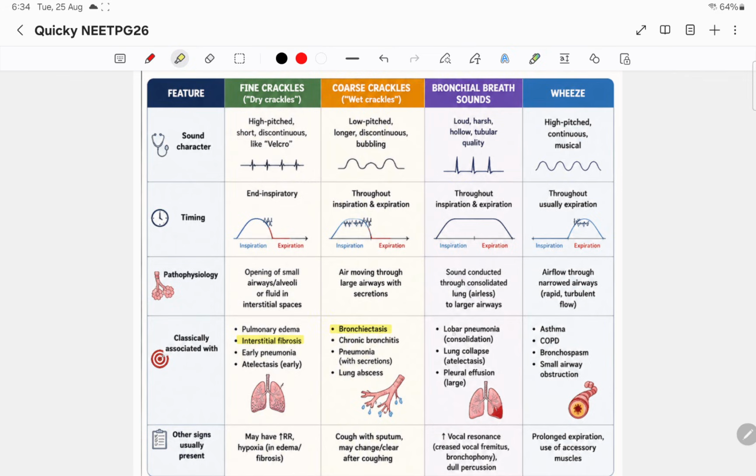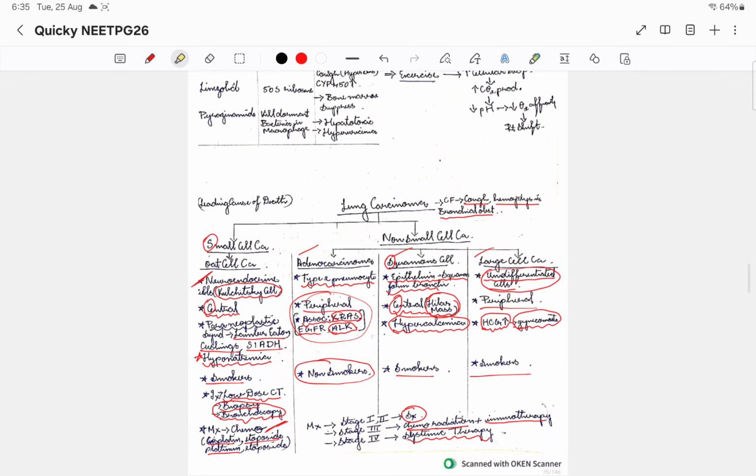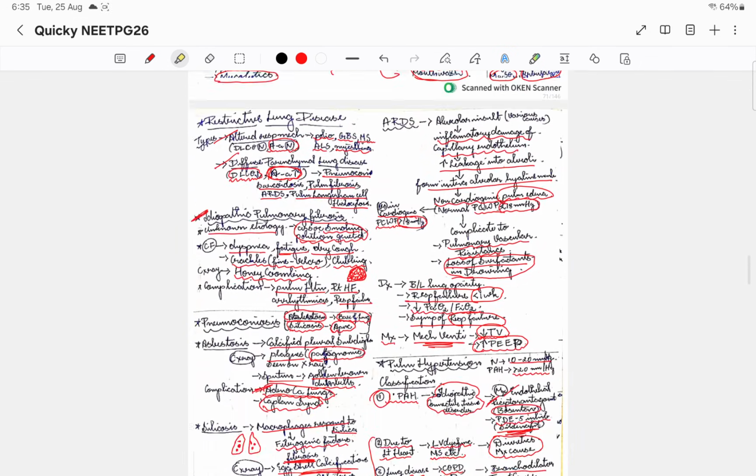Bronchial breath sounds we discussed already, right? It is consolidation or lobar pneumonia. Consolidation increases the bronchial breath sounds. The wheeze we know: asthma and all the obstructive lung diseases might have wheezing. This is the thing with respect to all the crackles and breath sounds that you should be aware of. This is all and everything you need to know with respect to pulmonology.